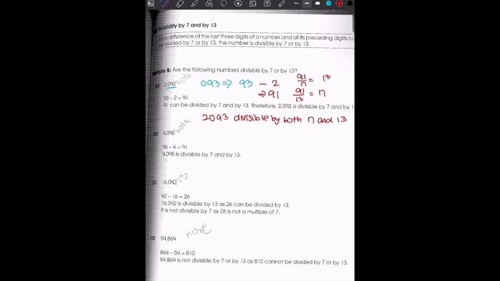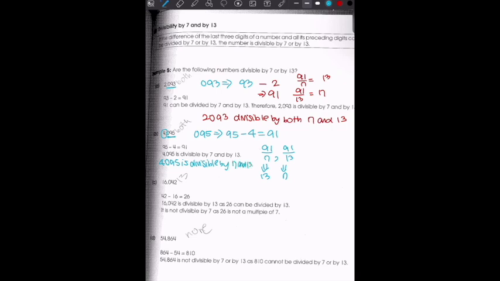Now we're going to look at 4,095. For 4,095, the last three digits are 095, which is again 95, and the preceding digit is just going to be 4. So the difference is going to be 91. Again, we're going to see if 91 is divisible by 7 or 13, and we saw in the previous example that 91 is divisible by 7 and 13. And so 4,095 is divisible by both 7 and 13.